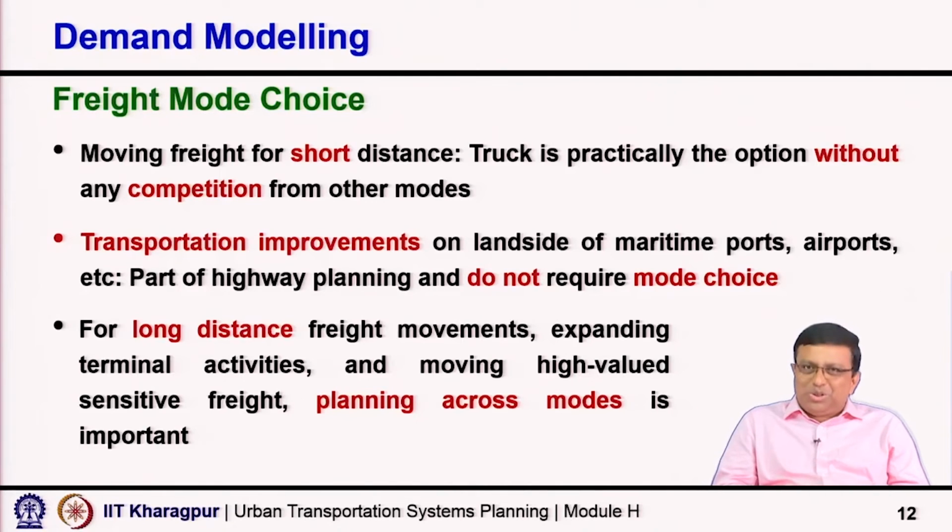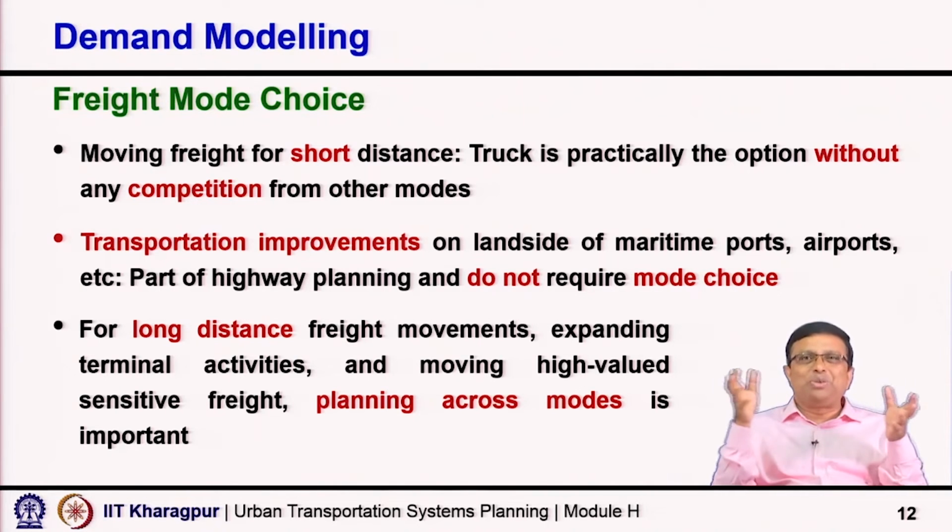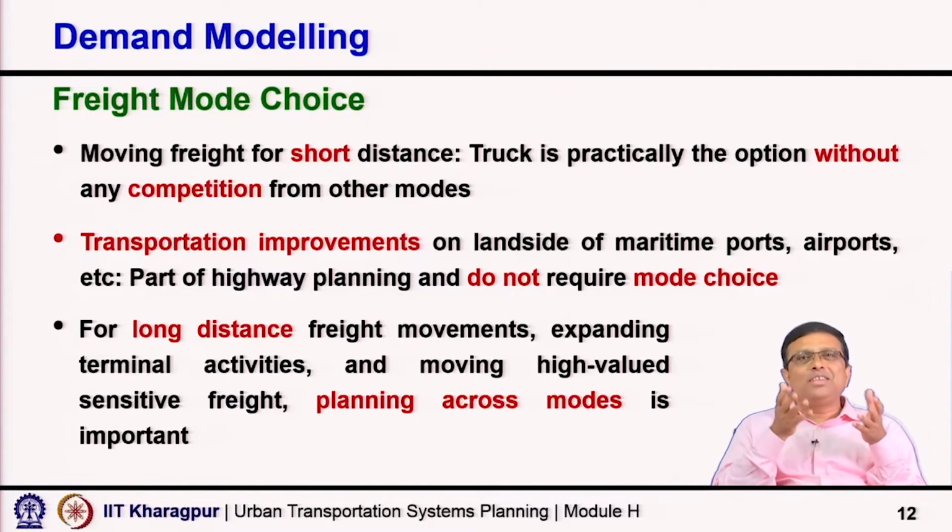Then coming to the mode choice, that is the third stage. Now, if you want to move freight for short distance, within an urban area just from one point to another point, and that is assuming a short distance. Urban area also, one point to another point need not always be short, but if you take a short distance, then truck is practically the only option. You cannot take any other mode.